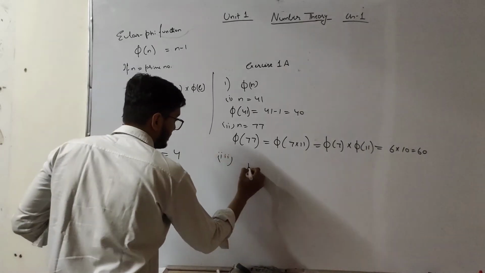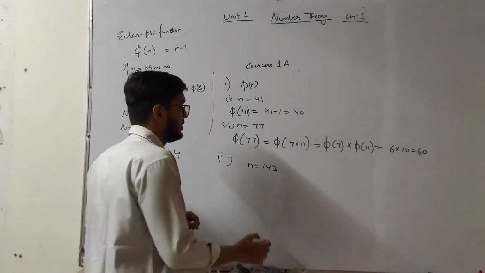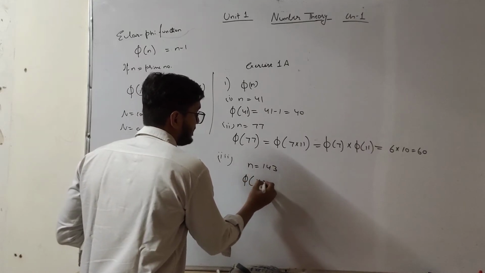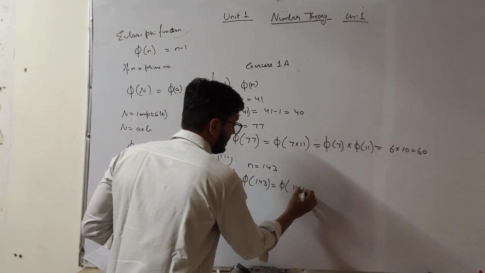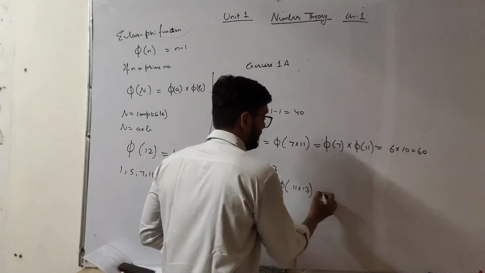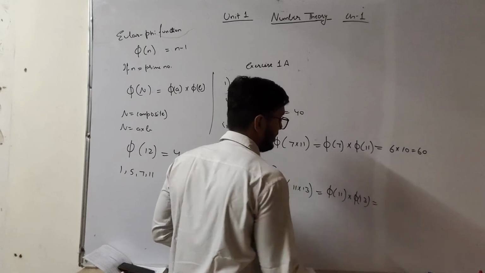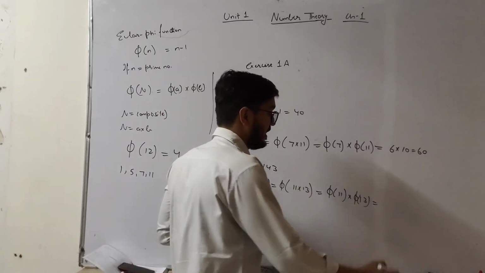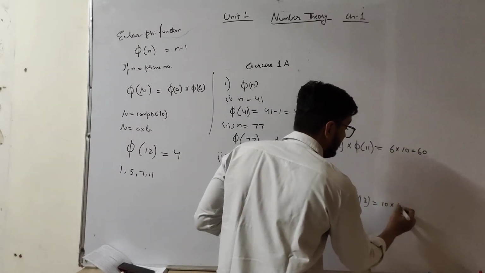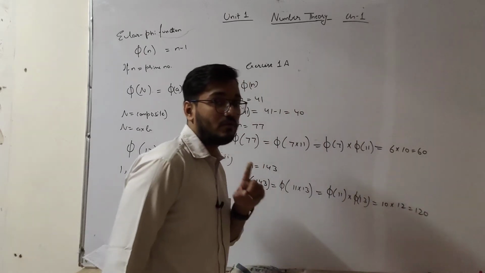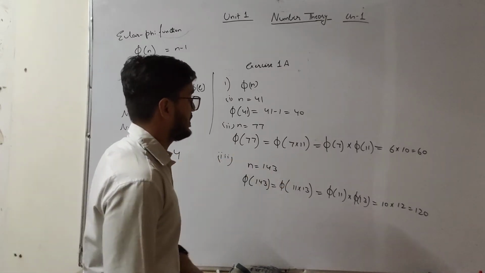Third part, n is equal to 143. So we have to determine phi 143. 143 can be written as 11 multiplied by 13, again a into b, so phi 11 multiplied by phi 13. 11 is a prime number, so phi 11 is 11 minus 1, which is 10. 13 is again prime, so 13 minus 1 is 12. The answer is 120. You need to watch this video very carefully because this is the base of this chapter. So 10 into 12 is 120.